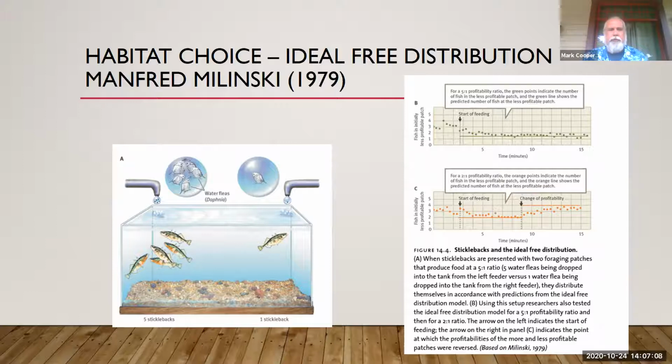All right, so habitat choice, Manfred Milinski, a very famous study, ideal free distribution. What you see here is they're dropping bits of food from pipes above, and they put stickleback fish into an aquarium, and they start dumping food in. You can see they're putting 5 water fleas on the left and 1 water flea on the right. The fish pretty quickly figure out this distribution: there's more food on the left than the right, so more of the fish will go to the left, and then one goes to the right.